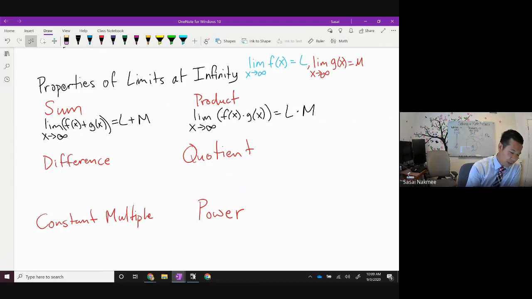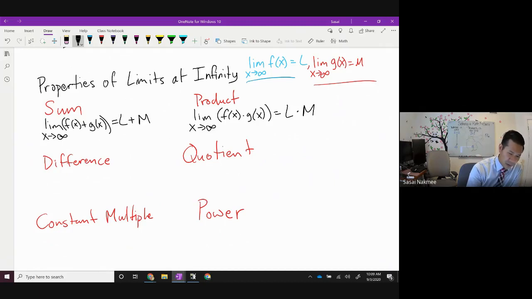So if I were to look for the limit as x goes towards infinity of f of x plus g of x, and I already know what these individual limits are equal to as they go off towards infinity, the result would be the same. I would add the two of them together.